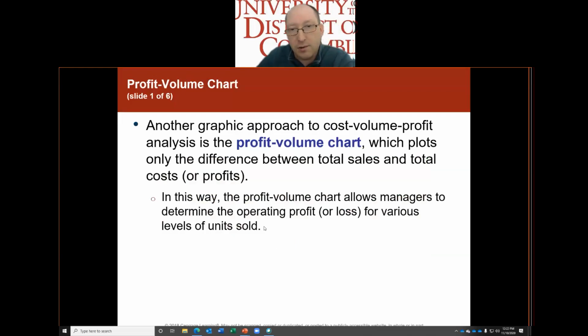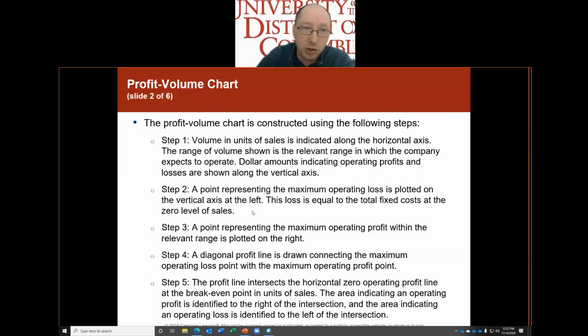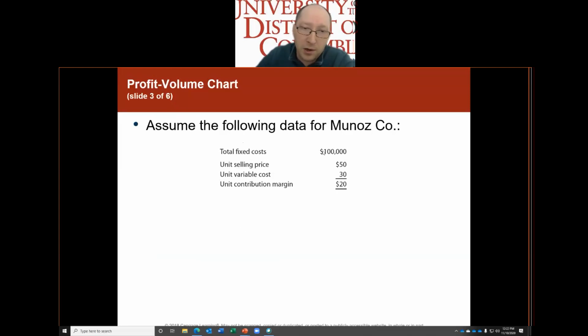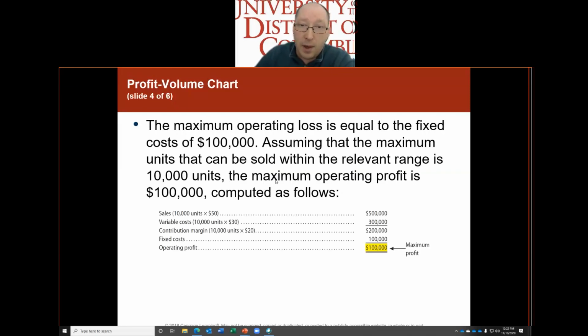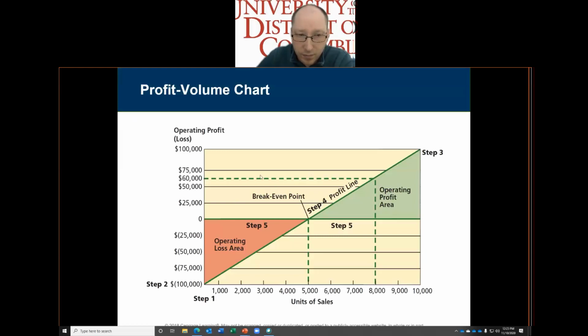We can even show you with charts for profit volume in terms of a chart. Here are the steps you need to take in order to make this chart. In this example, we have fixed cost 100,000, selling price 50, variable cost 30, gets you unit contribution at 20. Remember, selling price minus variable costs equals contribution margin. The maximum operating loss equals the fixed cost of 100,000. Sales minus variable cost equals contribution margin minus your fixed cost equals your operating profit. Your fixed cost and your operating profit are the same. At that point, we have a volume profit break even. 5,000 units you need to sell in order to break even. For your target profit, you need to sell 8,000 units.